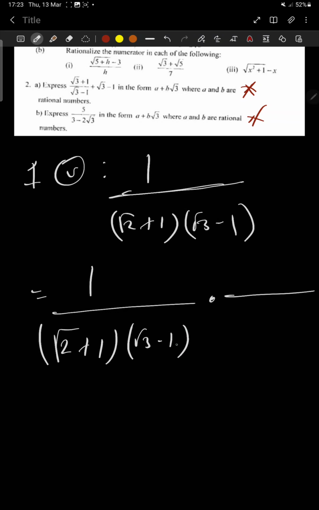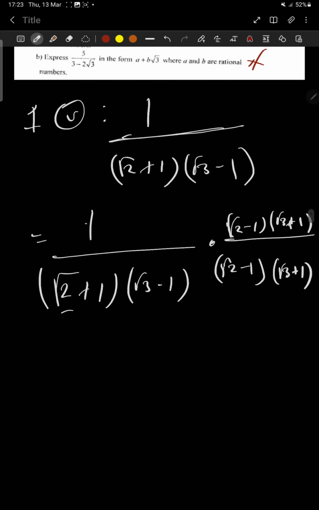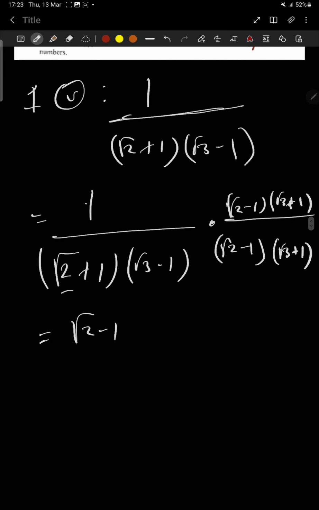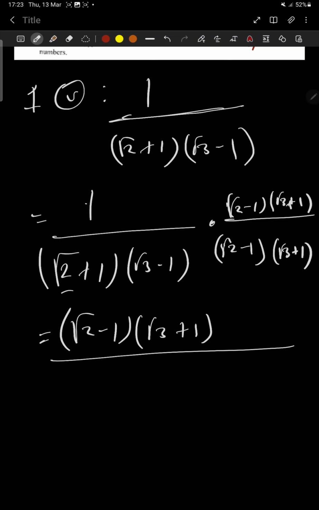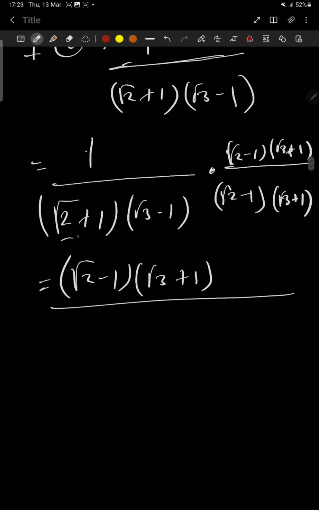You're going to multiply this denominator with the conjugate for this one, which is the square root of 2 minus 1. Also with the conjugate for this one, square root of 3 plus 1. Now whatever you do down here, you also need to do on top. Alright, like this. Then square root of 3 plus 1. Now 1 times that, the answer is the square root of 2 minus 1 and square root of 3 plus 1. Then here guys, I'm going to multiply conjugate to conjugate like that.